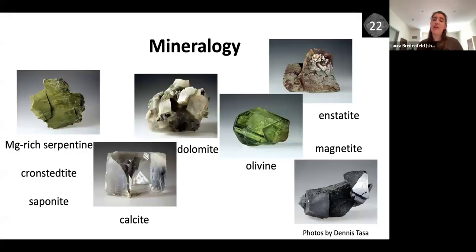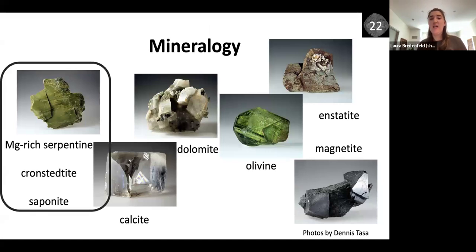So again, this training set relies on various minerals, but in this case, we're looking at the phyllosilicate minerals specifically on the asteroid. So my model utilized magnesium-rich serpentine, cronstedtite, which is an iron-rich serpentine, and saponite, which is a smectite mineral.